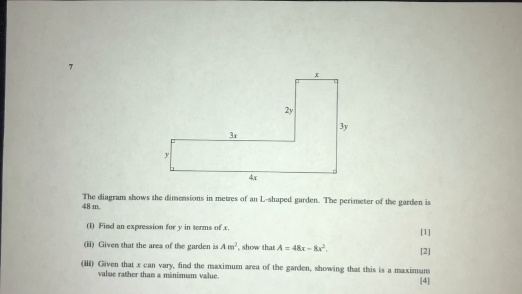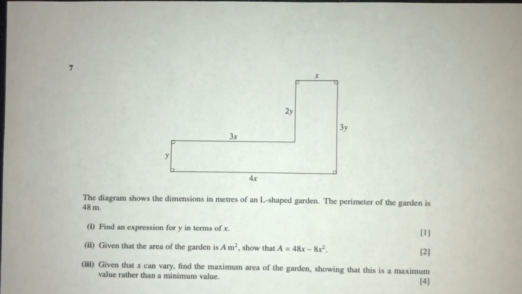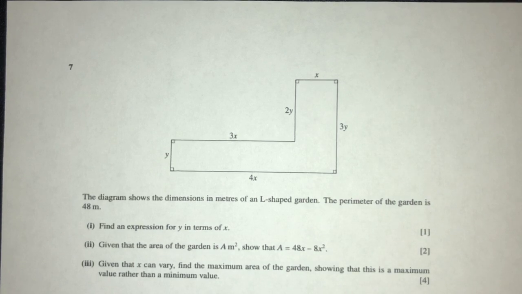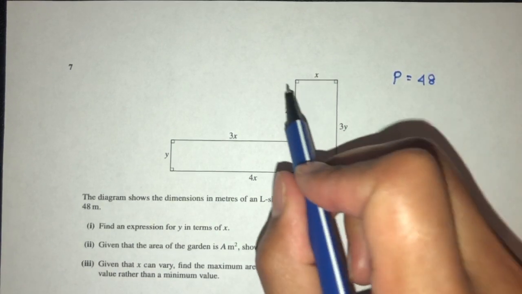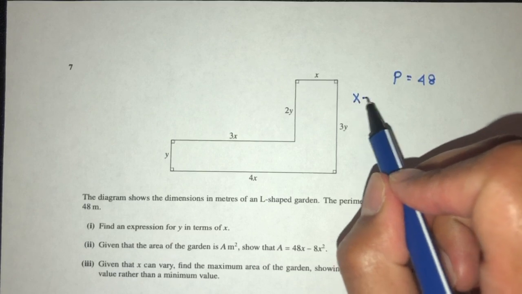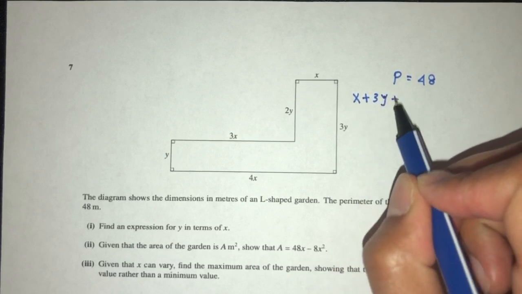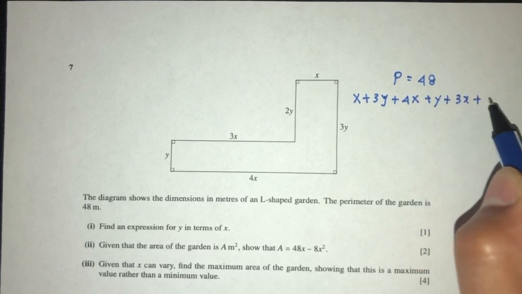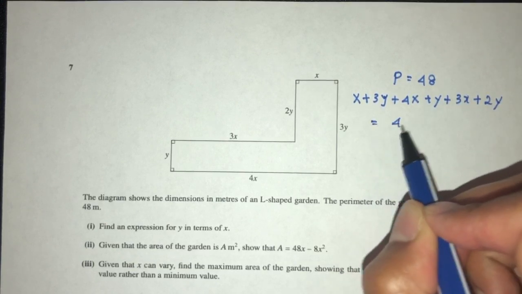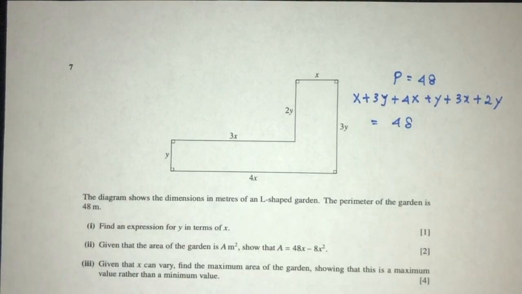Now let's move on to the next question. The diagram shows the dimensions, in meters, of the L-shaped garden. Now the perimeter of the garden is 48 meters. Now again, what does that mean? It means the distance around the object is 48. So how would you find that? You would take x plus 3y plus 4x plus y plus 3x plus 2y, which is supposed to give you 48. So we can form an equation right here.